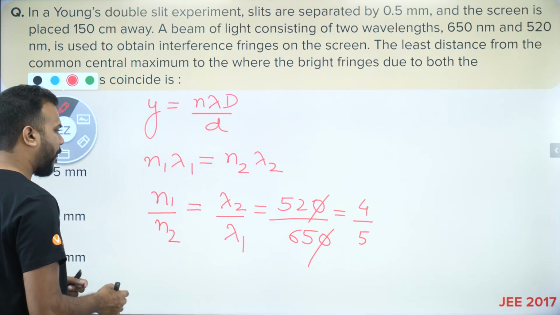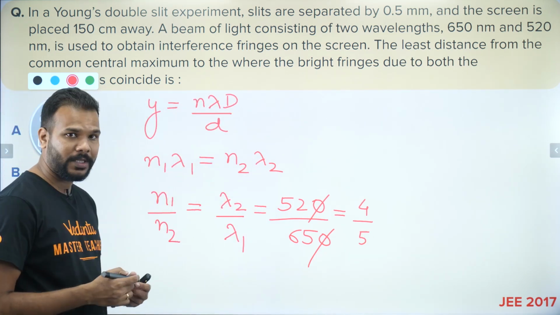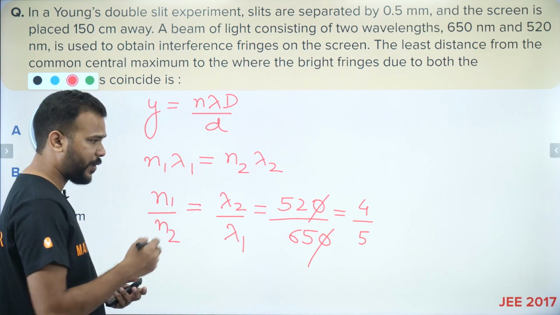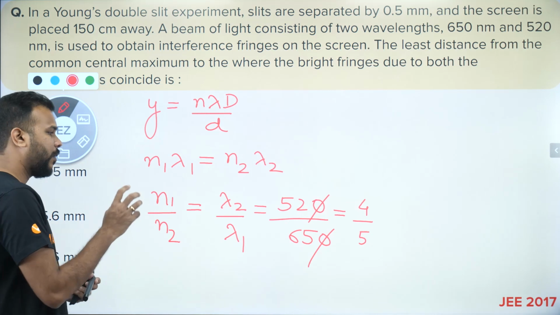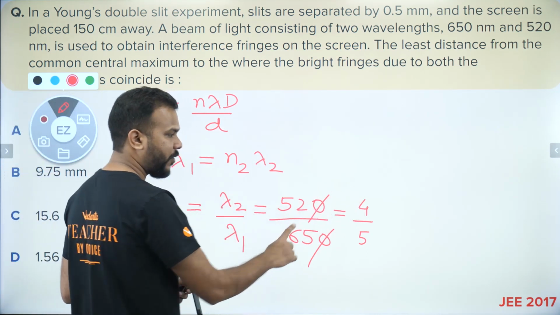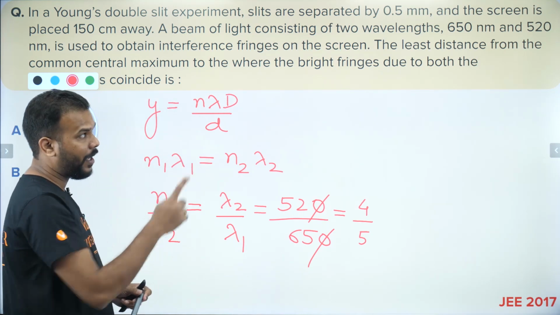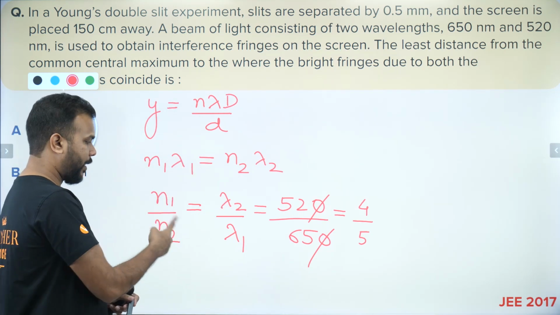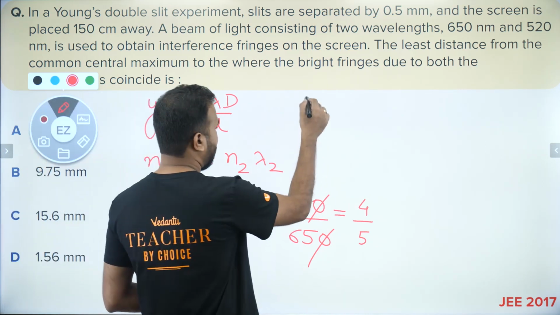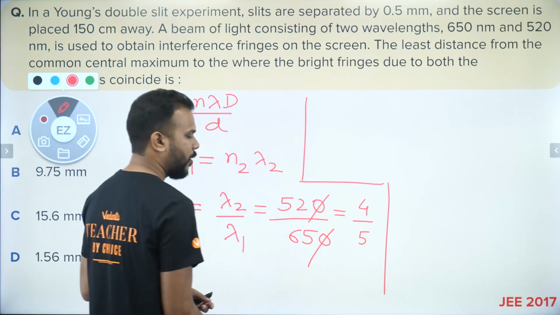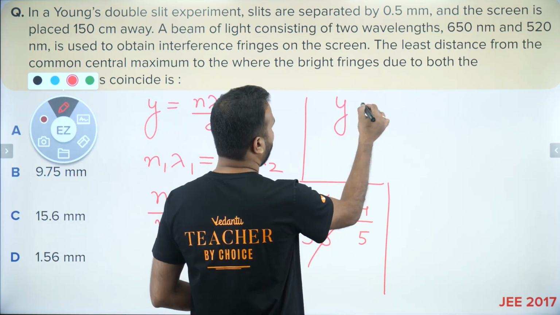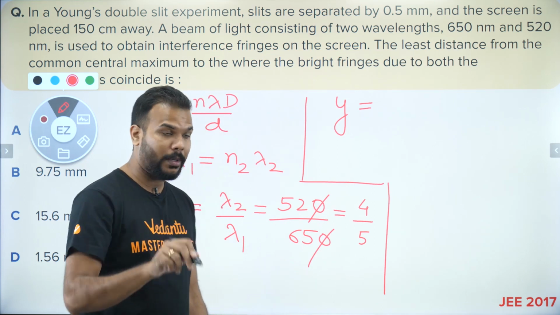Which means what? Now we know that if we take the first possibilities, then in this case n1 is coming out to be 4, n2 is coming out to be 5, means we can say that for lambda 1, 650 nanometer, its fourth bright fringe, and for lambda 2, that is 520 nanometer, its fifth bright fringe will overlap with each other. And now we are interested in locating that. Okay, so what we are going to do now, we are going to calculate the value of y for any one of the waves, because that location has to be same for both the maximas.